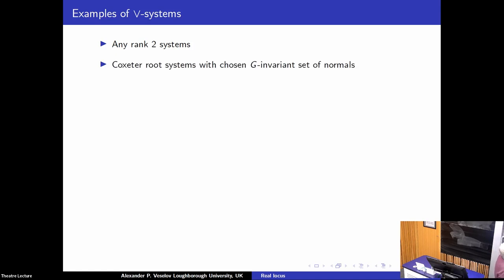Now, a Coxeter root system is a chosen G-invariant set of normals, where G is a Coxeter group. Now, this means that we choose one of the normals, right? Because I asked for non-collinear ones, but the lengths of the normals could be different on different orbits of the group. Again, this is important because you can choose a unit normal. This will be the most common case, which you will see is very special. But in principle, you can choose any set of normals. For an obvious reason, this will be a check system, because by invariance you have this.